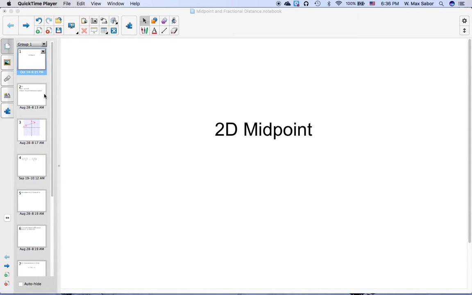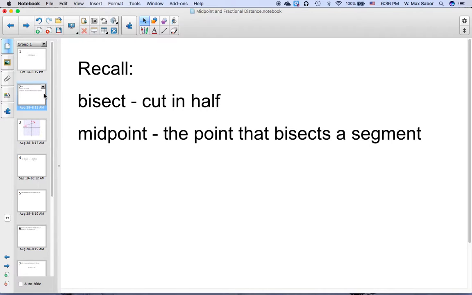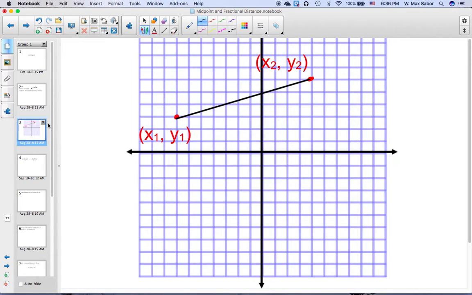Two-dimensional midpoint. So remember that we defined bisect to mean to cut in half, and the midpoint is the point that bisects a segment. So, for example, that could look like we have this segment and halfway between, splitting it into two equal pieces. That's a midpoint.